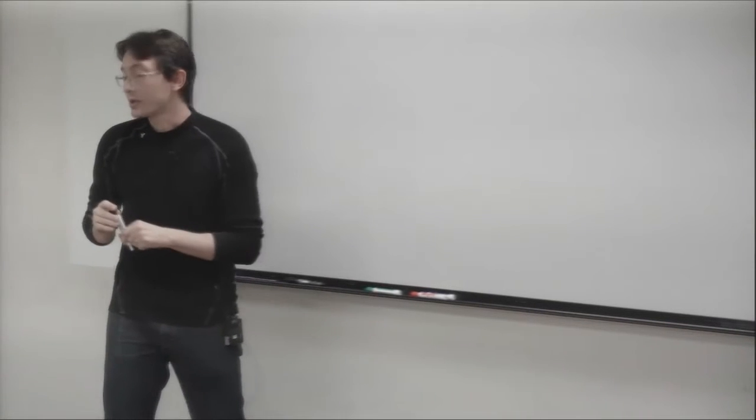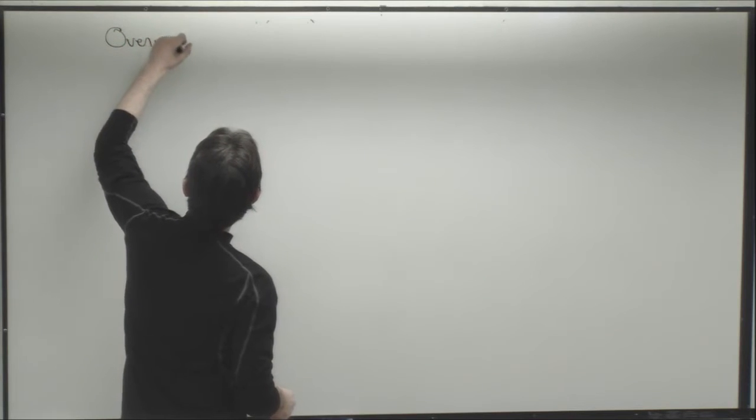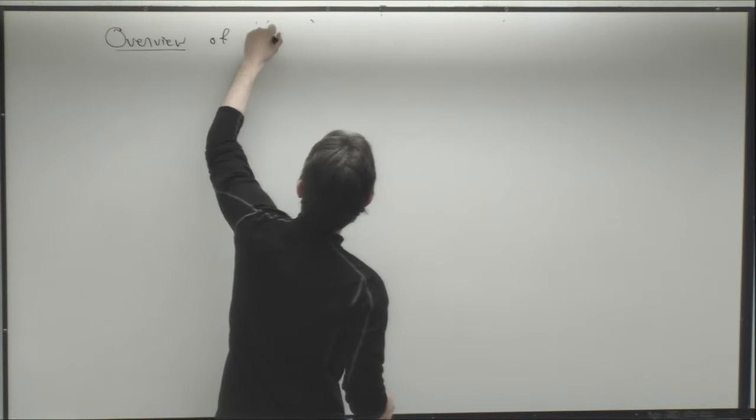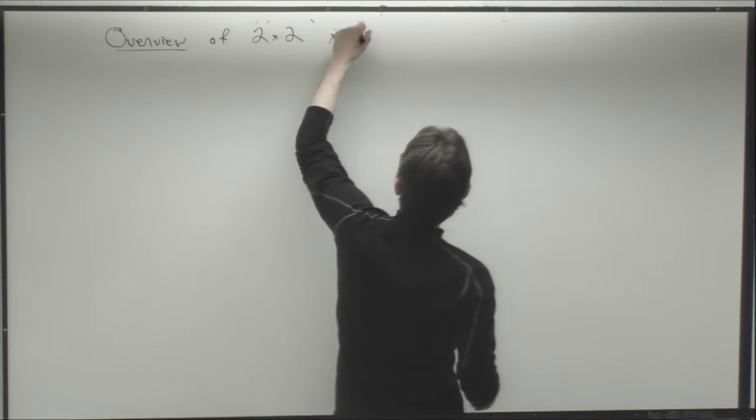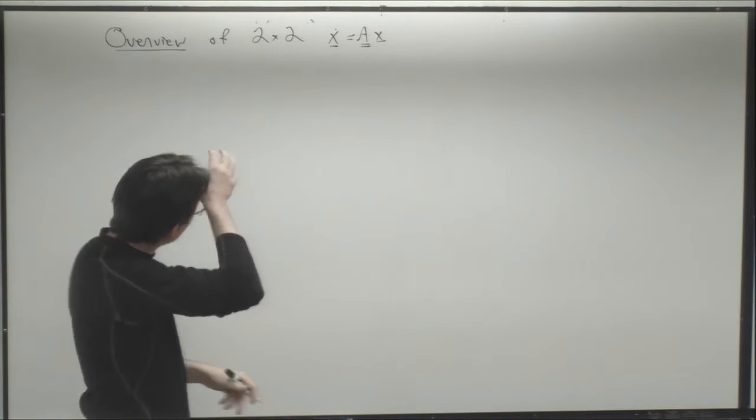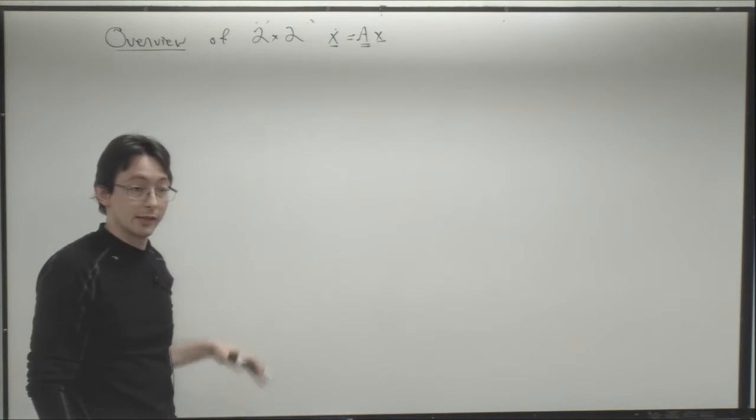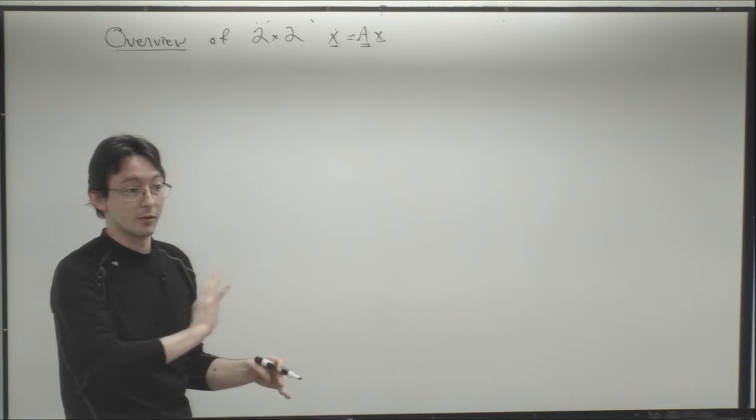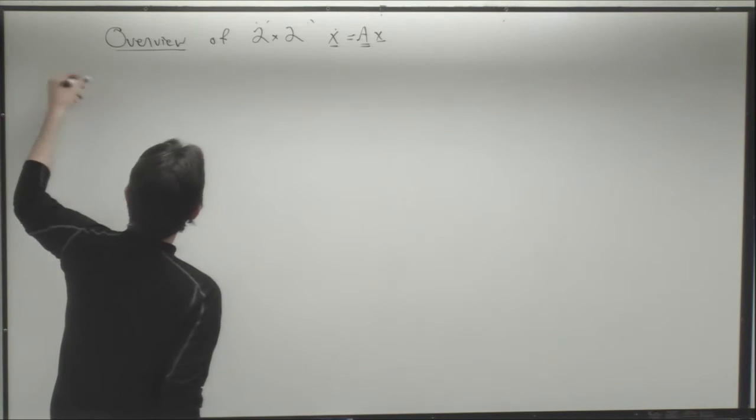Okay? So I'm just going to do a quick overview of 2 by 2 linear systems, x dot equals Ax. I'm just going to go down the list, and we're just going to draw pictures so we have them kind of in the back of our mind, okay?